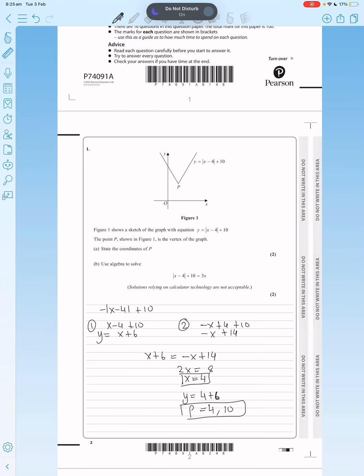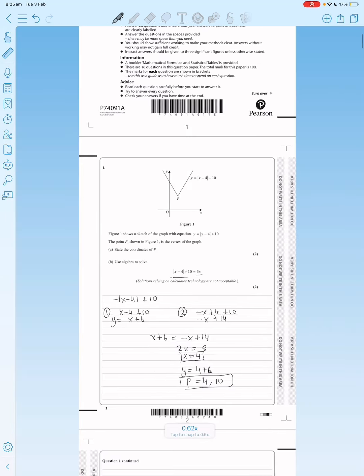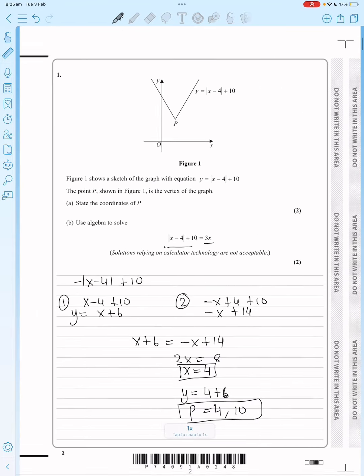Part B says use algebra to solve the mod of x minus 4 plus 10 is equal to 3x. And it says solutions relying on calculator technology are not acceptable. But if you have a CG50, do use it. It's so easy. You just plot this in your graph sketcher, you put 3x, and you can check your marks. I think in an A-level maths paper, you should be able to check at least 90% of your marks.